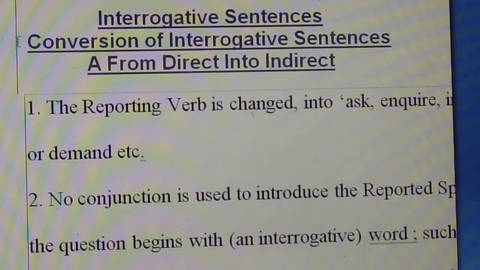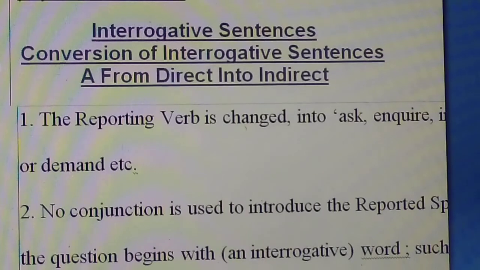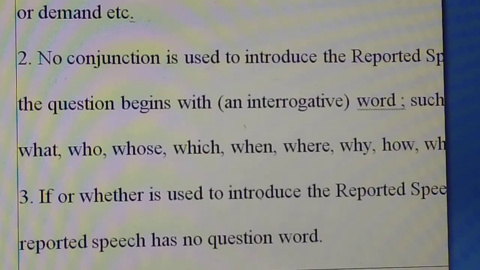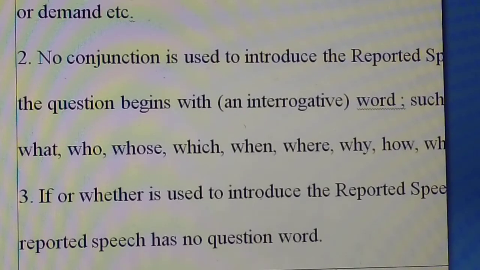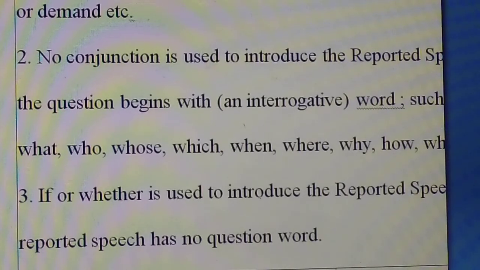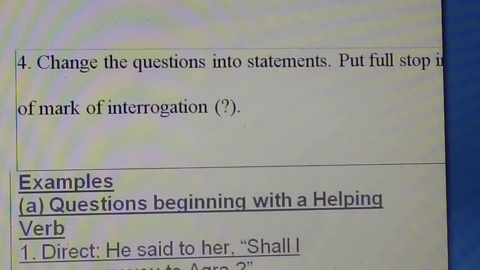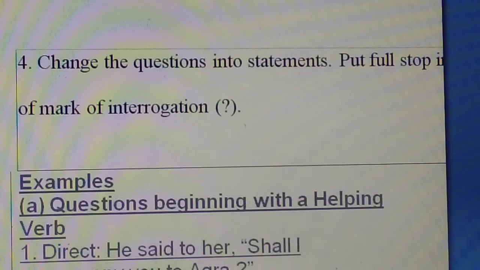Interrogative sentences: conversion of interrogative sentences from direct to indirect. Let's have a look at these. The reporting verb is changed into ask, inquire, demand, etc. No conjunction is used to introduce the reported speech if the question begins with an interrogative word. If or whether is used to introduce the reported speech when it has no question word. Change the question into a statement, put a full stop instead of the mark of interrogation, etc.